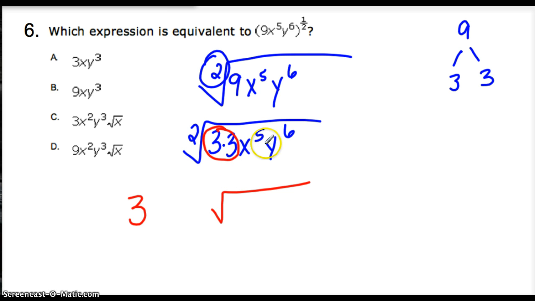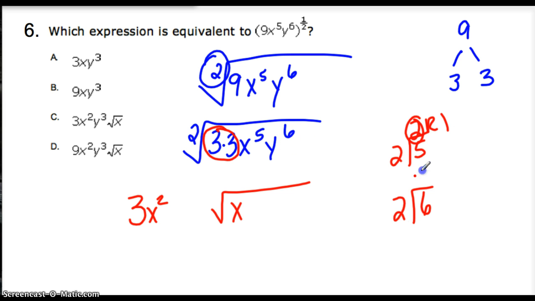And then if I had 5 x's, 5 divided by 2 is 2 with the remainder of 1. So this 2 becomes the exponent here, and then I have an x with the 1 exponent. And then y to the 6th, 6 divided by 2 is 3. So I would have y to the 3rd on the outside with no remainders on the inside. So which one's your answer? Which one looks exactly the same as that? And that would be C.